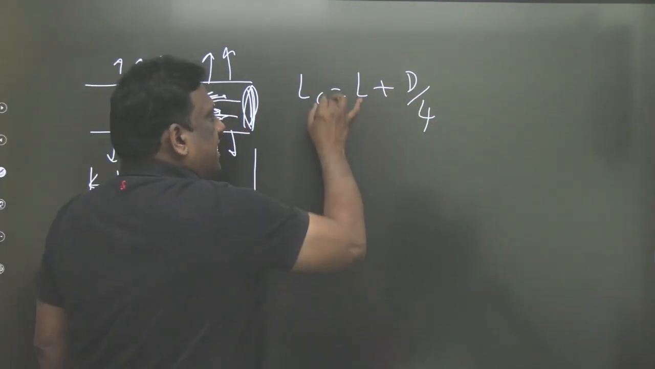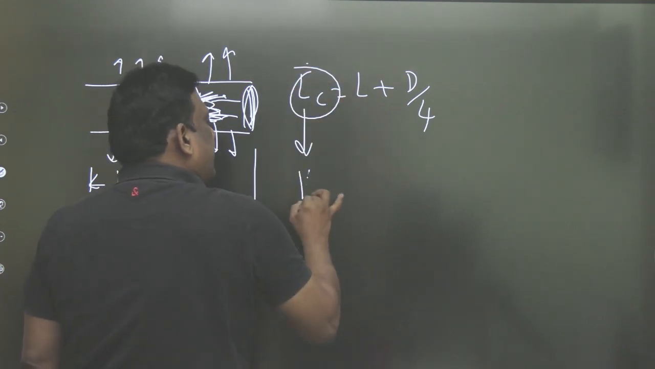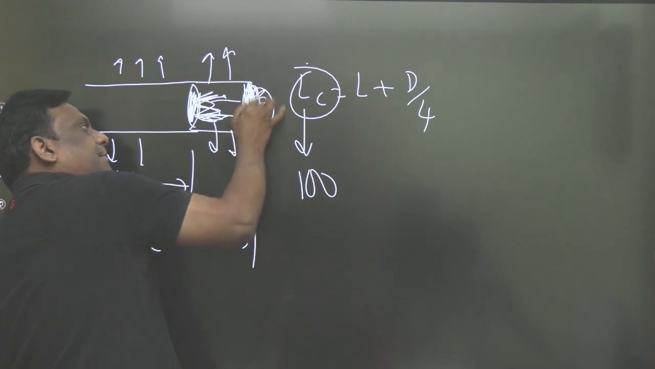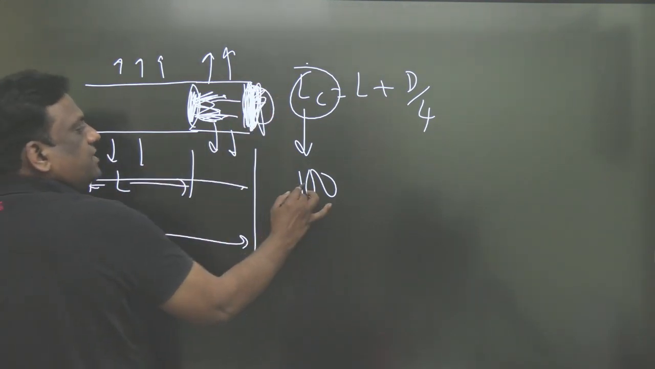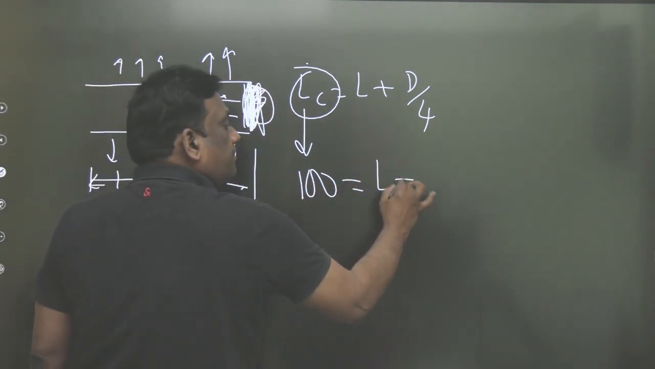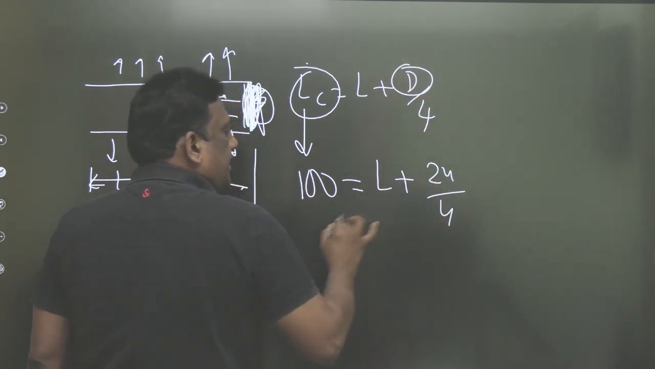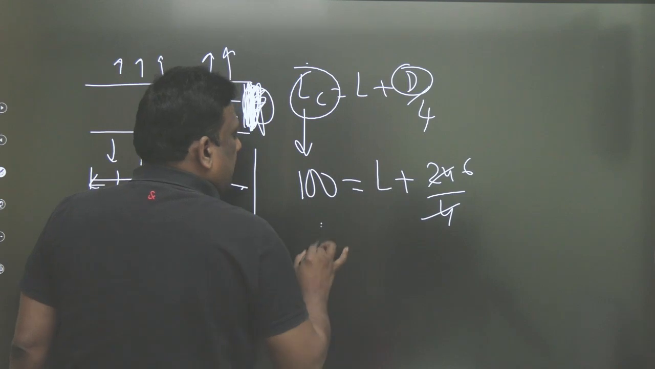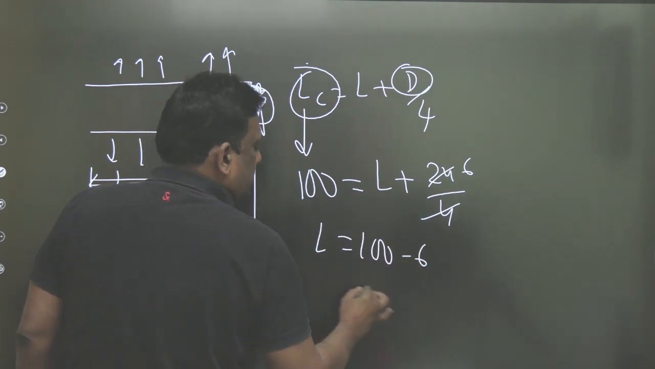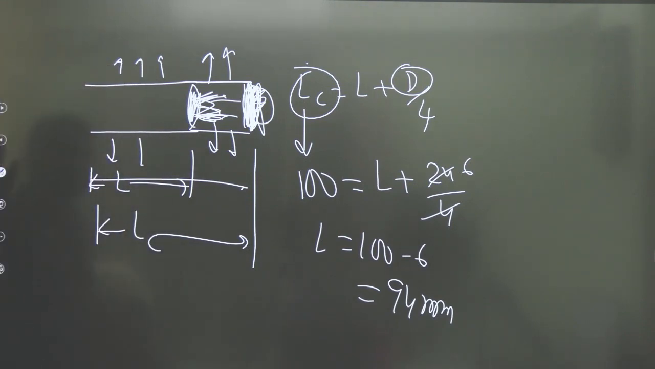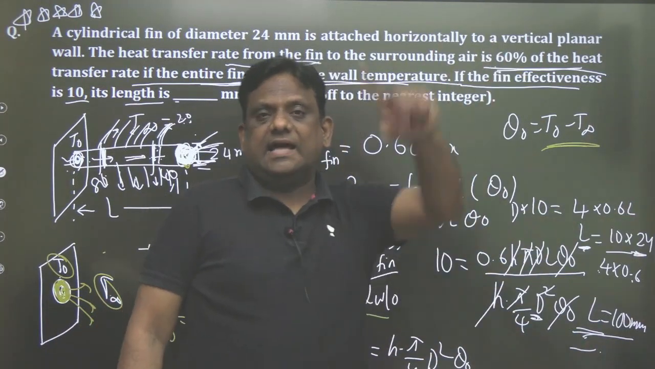He is not asking for the corrected length. You have calculated this 100 by neglecting the heat transfer at the tip, so 100 is the corrected length. The actual length is L, and d by 4 is 24 by 4, all in mm, so this is 6. So the correct length is 100 minus 6, which is 94 mm. And I know that most of the students reach up to this and give 100 as the answer.